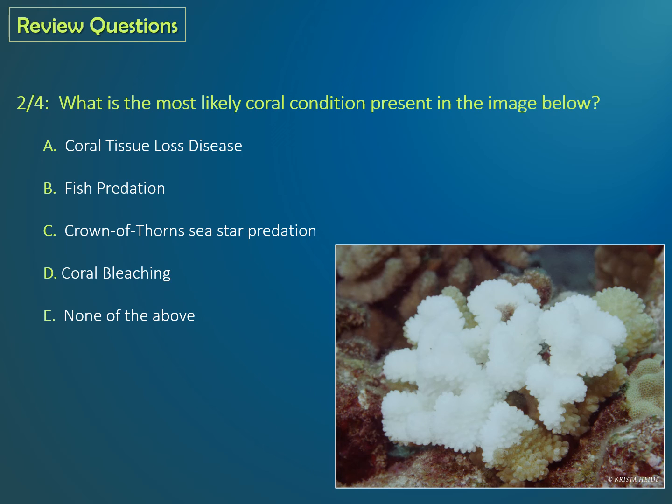Question 2. What is the most likely coral condition present in the image below? Is it A, coral tissue loss disease, B, fish predation, C, crown of thorns sea star predation, D, coral bleaching, or E, none of the above?